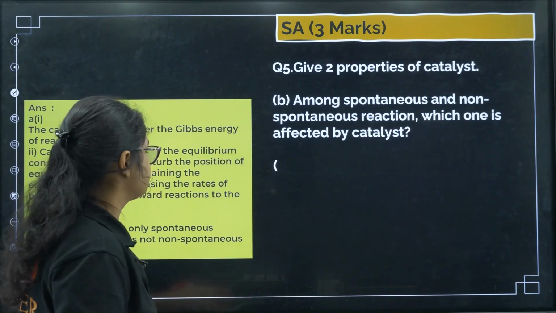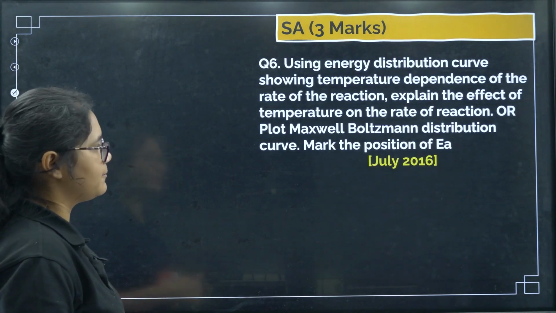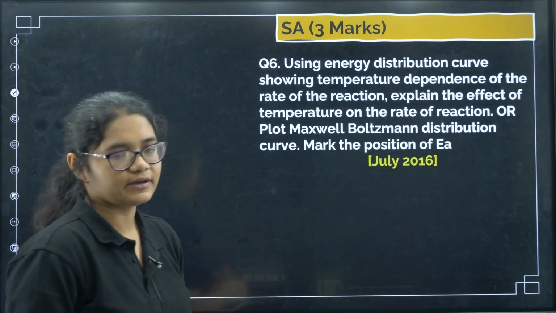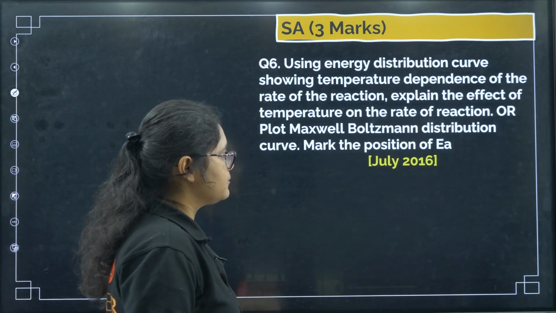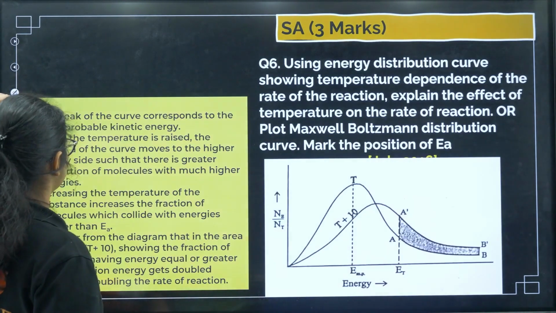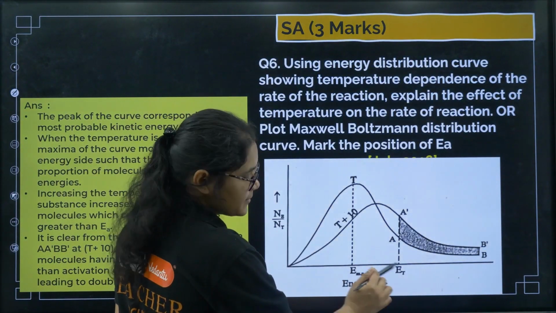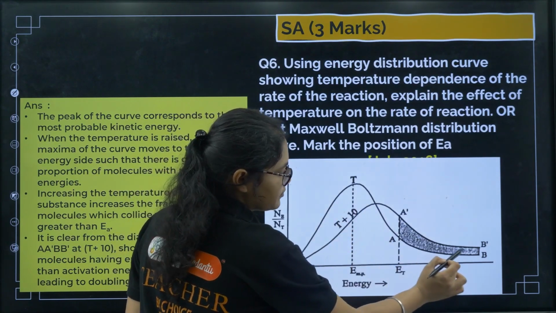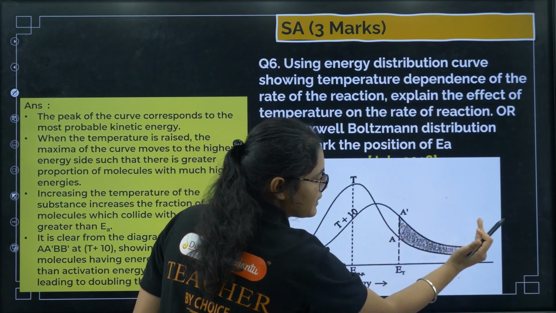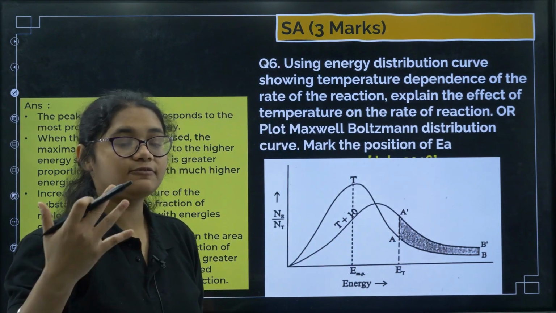Next we have, using the energy distribution curves showing temperature dependence of the rate of the reaction, explain the effect of temperature on the rate of the reaction, or plot the Maxwell-Boltzmann distribution curve and mark the position of Ea. So you have to draw the same graph in both cases. You can see here the fraction of molecules and energy. This was when the temperature was T. When you increase the temperature, the graph becomes like this. The particles which lie on this side can actually react or form the products.